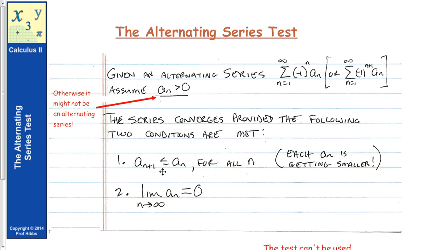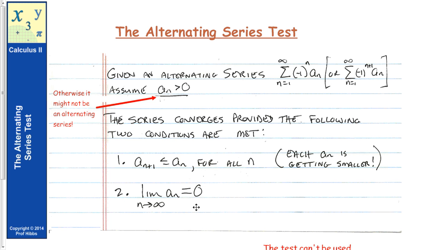Condition 1: a sub n plus 1 is always less than or equal to a sub n for all n's. A sub n plus 1, that means the later a sub n is smaller than the earlier a sub n. In other words, what this is saying is the a sub n's are getting smaller. And condition 2 is the limit of the a sub n's as n goes to infinity is equal to 0.